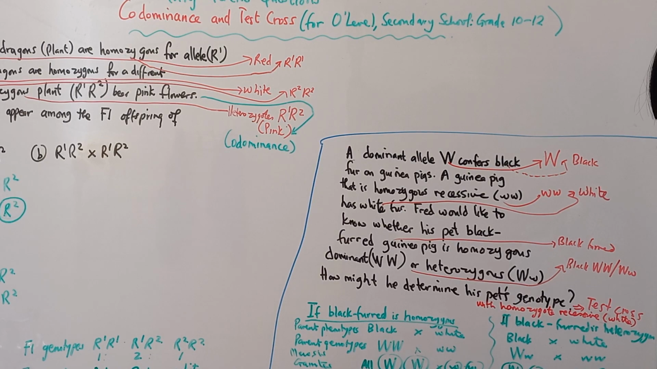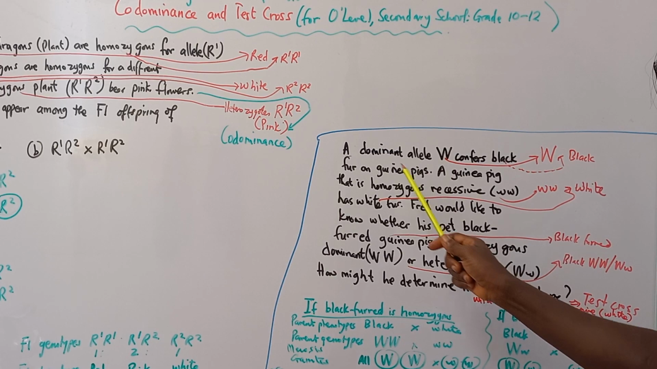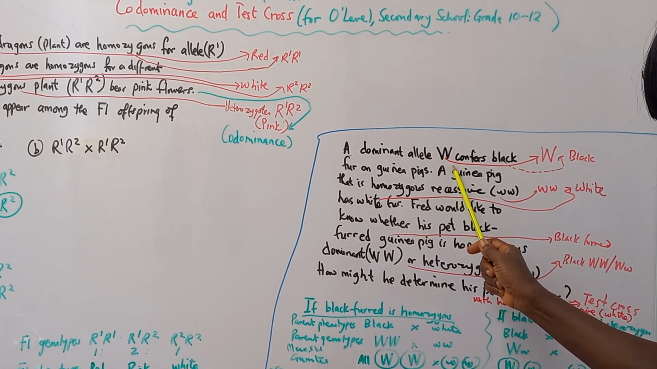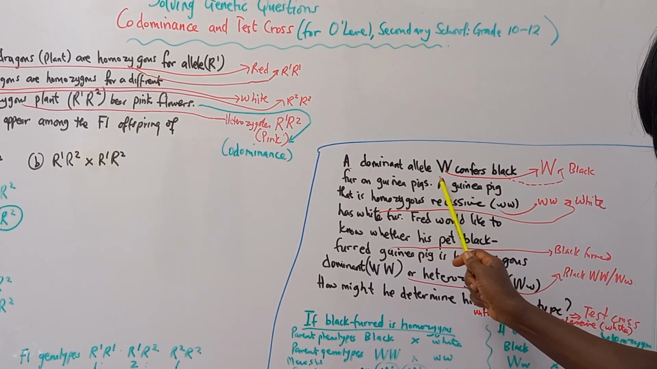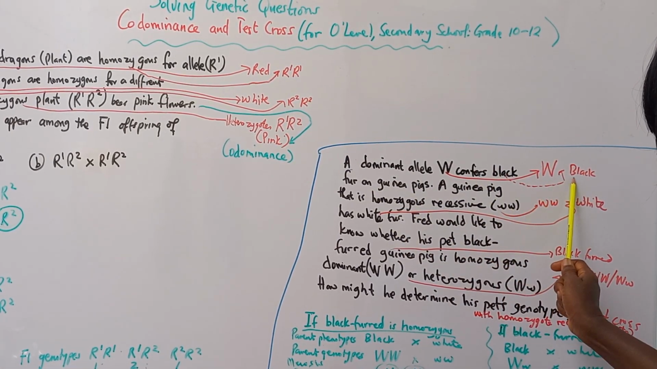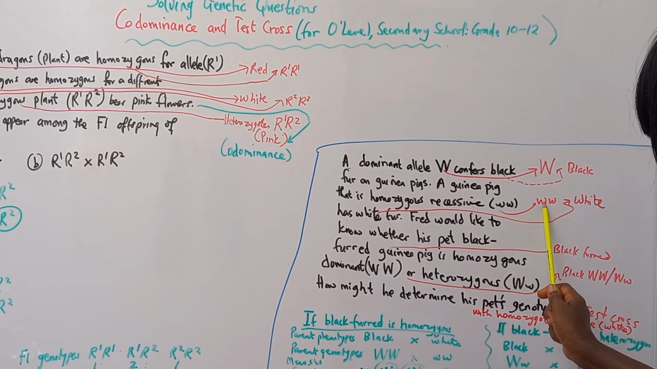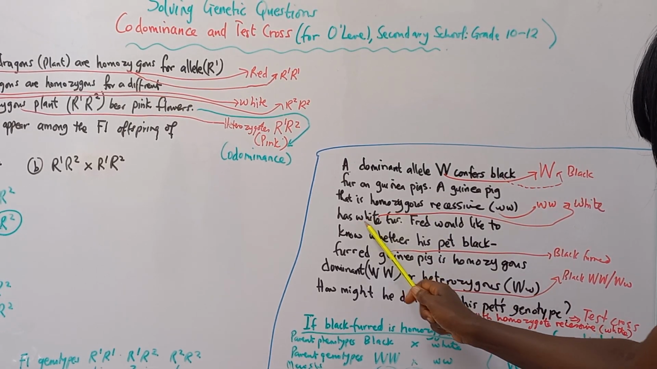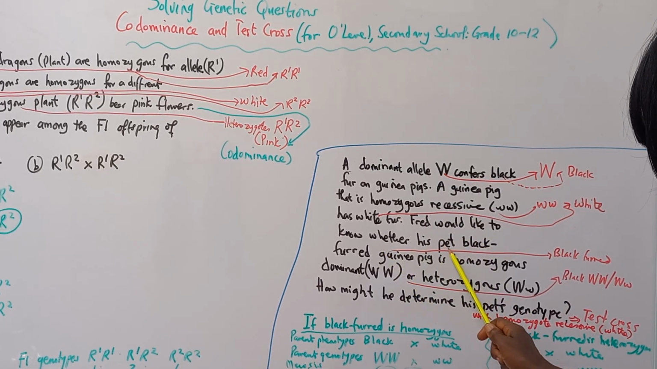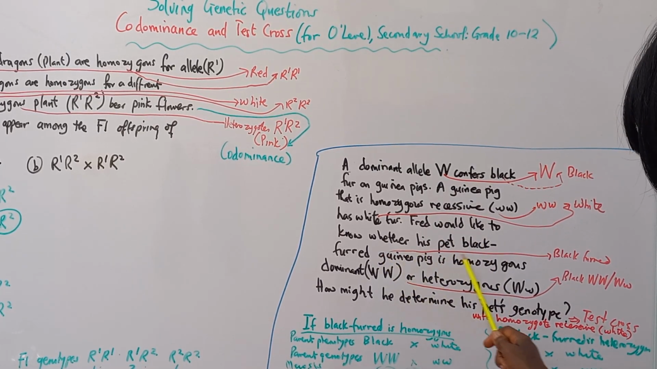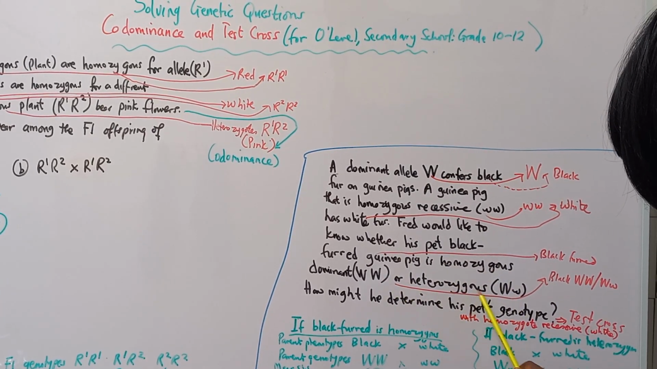As I always say, when you have a question, you break down the question with genetic symbols. So a dominant allele W, we have our W written, confers black fur. So we come to see that W is black fur. A guinea pig that is homozygous recessive, this is small w small w, we write it down quickly, has white fur. So we see that small w small w is white fur. Fred would like to know whether his pet black-furred, so we write black-furred here, guinea pig is homozygous dominant or heterozygous. So this is it.